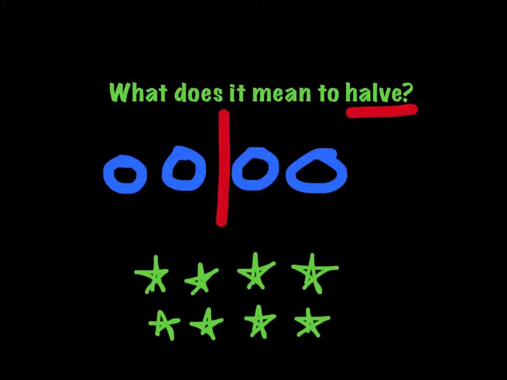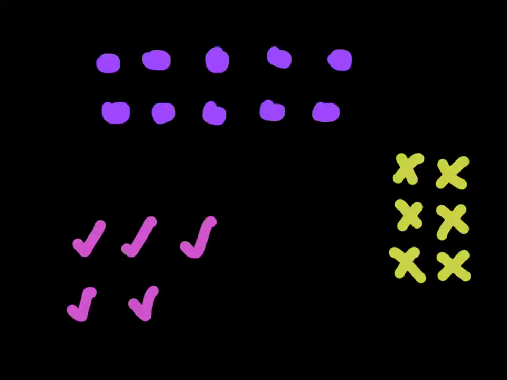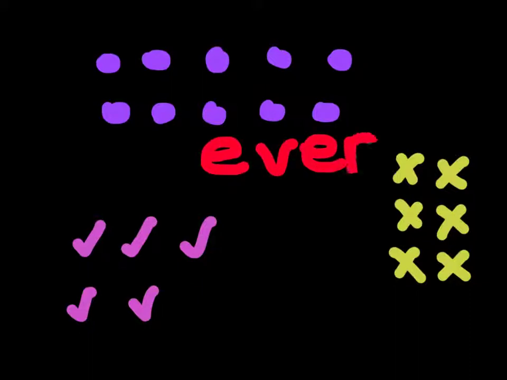Here there are 8 green stars. To have half of this group, I need to again cut it in half. This time I'll go a different direction. 4 are on the top half and 4 are on the bottom half. Again, when you cut or divide something in half, you have half. You'll notice though that the only way to really divide a group or cut a group into half, or to have half a number, it will have to be an even number.